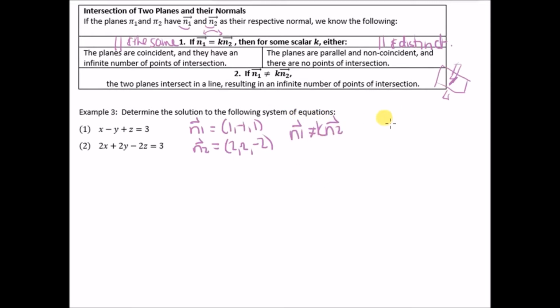In this case, we don't even have to test the d's. We go straight to actually finding the line of intersection. Okay, so 1, -1, 1, then we have 3. Okay, and let's just put everything in a matrix right now.